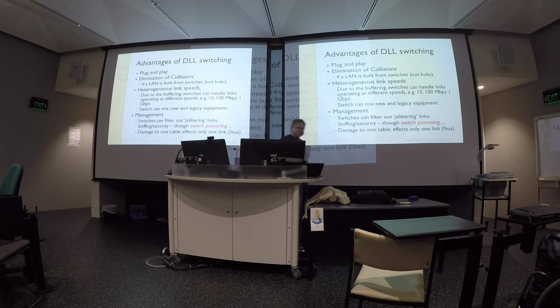For example, if you've got a machine that's gone wrong and it's just sending out lots of messages, probably because there's an application that's gone mad, switches can say, I'm getting an awful lot of packets from this guy. This is ridiculous. This is flooding my network. So I'm just going to drop all packets from this link. So you can limit the impact on your network by filtering out jabbering links.